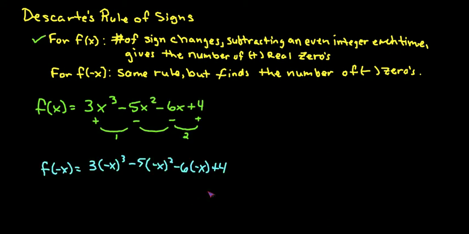So here, a third power with a negative is going to keep it negative times positive, gives me negative 3x to the third. Here a negative squared is going to become positive times this negative. Well, positive times negative is negative, so negative 5x squared. Here negative times negative is positive, so positive 6x plus 4. So here's our simplified form. So now let's check our signs. Got a negative, negative, positive, positive.